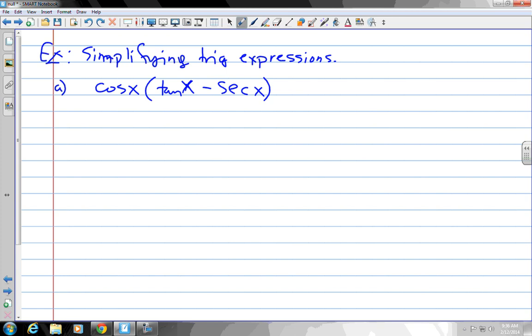Sure, nothing wrong with that. You can say that this is the same as cosine x. Now tangent is sine x over cosine x, while secant is 1 over cosine x. Absolutely nothing wrong with that. Your book does this example differently, but that doesn't matter. You're still going to get to the same place. Now what do you want to do?